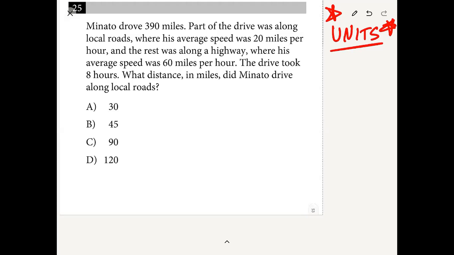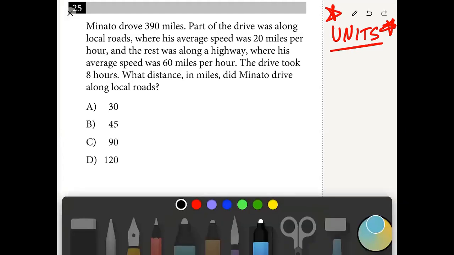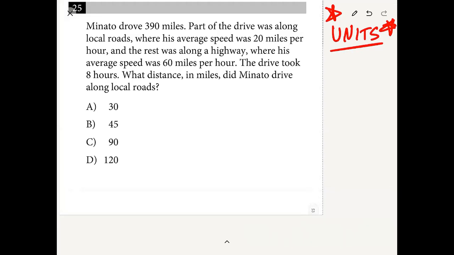But first thing, it says Minato drove 390 miles. Part of the drive was along the local roads where his average speed was 20 miles per hour, and the rest was along a highway where his average speed was 60 miles per hour. The drive took 8 hours. What distance in miles did Minato drive along the roads? That's what we're trying to find. I always like to circle what we're trying to find. We're trying to find what distance in miles did Minato drive along the local roads. Okay, so that's what we're going to be focusing on.